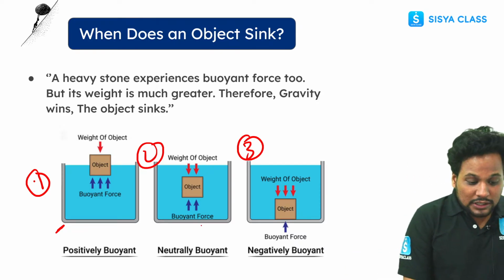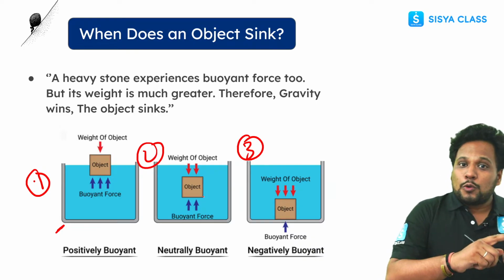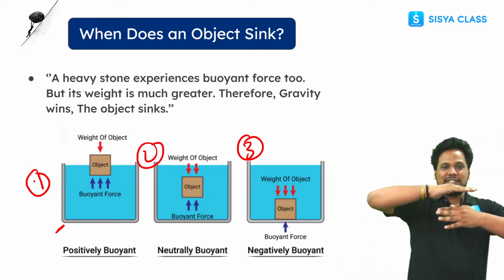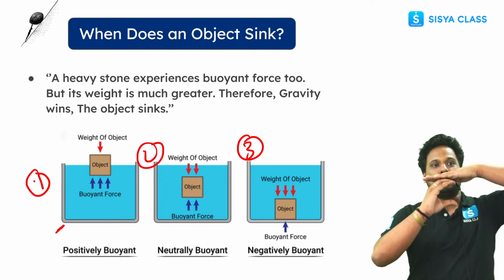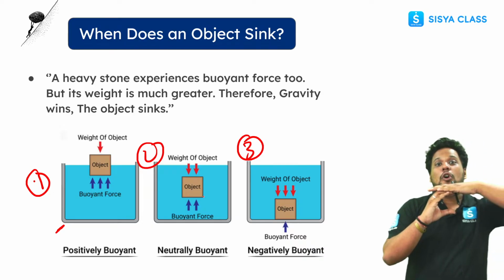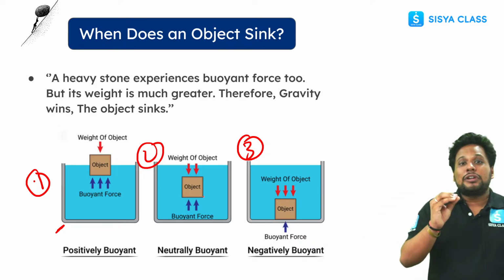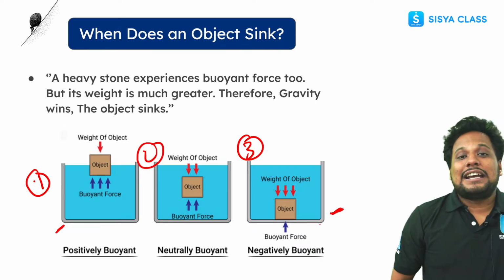Now if both forces are equal, again the object is going to float, but it will float just near the surface of water, just below the surface. Let's suppose this is the surface of water, the object is going to float at this point. This is clear now? So we call this neutrally buoyant.